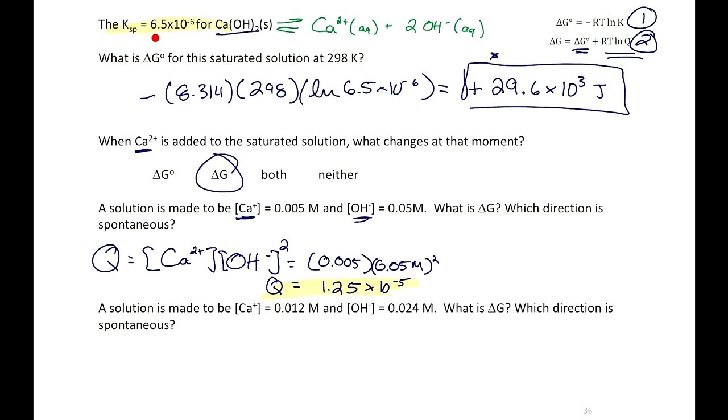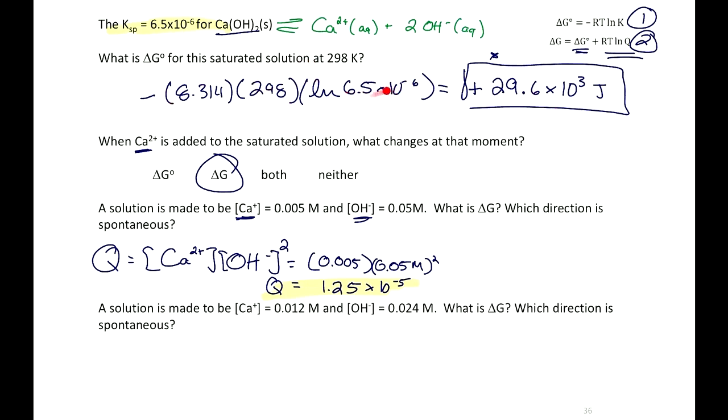And so based upon this value of KSP, that's the concentration of the ions at equilibrium, we can choose which delta G equation to use. And the thing to see here is that since you're given KSP, you want to use the delta G equation that has K in it. So we will want to use that first equation here to calculate what is the delta G naught for a saturated solution of calcium hydroxide. So that's what we did in this first part.